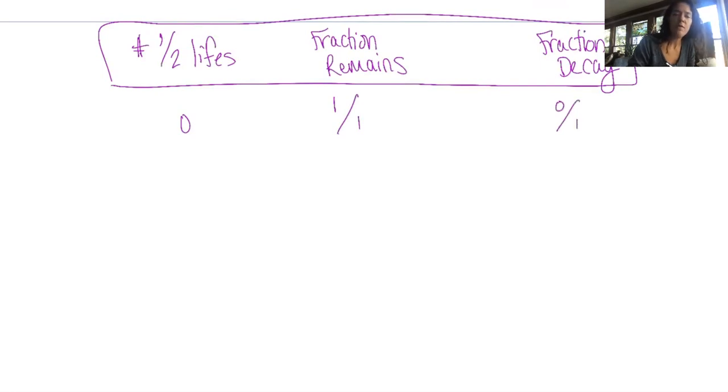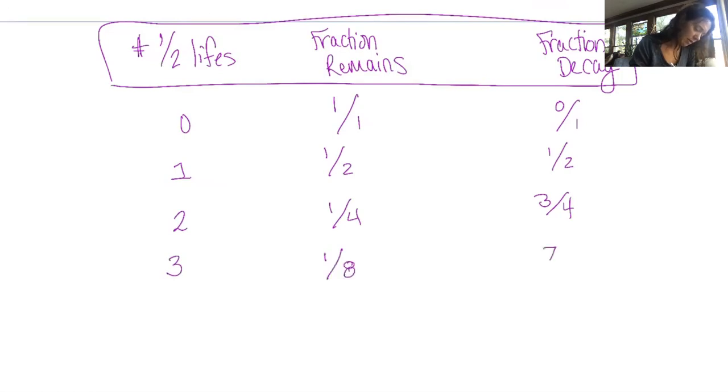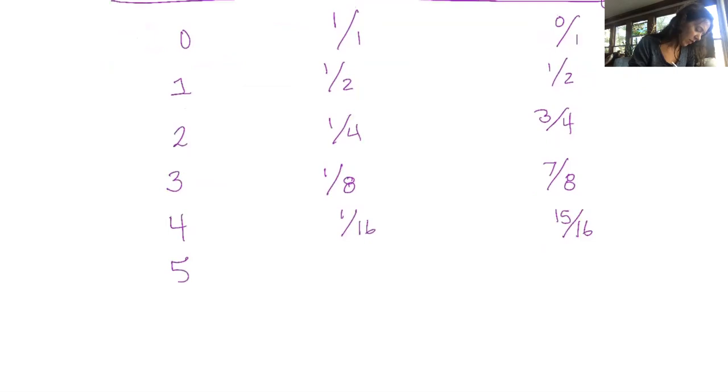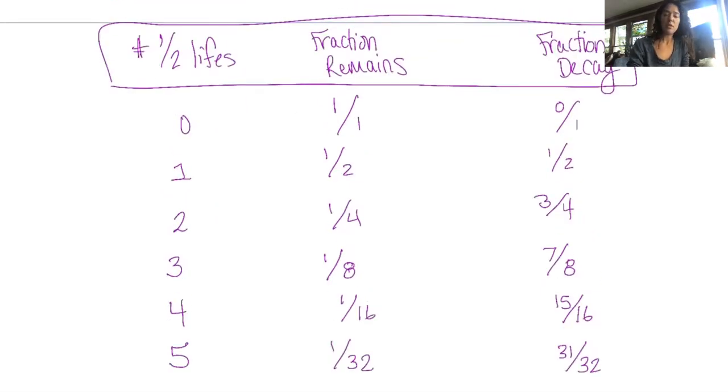All right. After the first half-life, 1/2 remains and 1/2 has decayed. After the second half-life, 1/4 remains and 3/4 has decayed. After the third half-life, 1/8 remains and 7/8 has decayed. After the fourth half-life, 1/16 remains and 15/16 has decayed. After the fifth half-life, 1/32 remains, and we have lost 31 out of 32 of our substance.